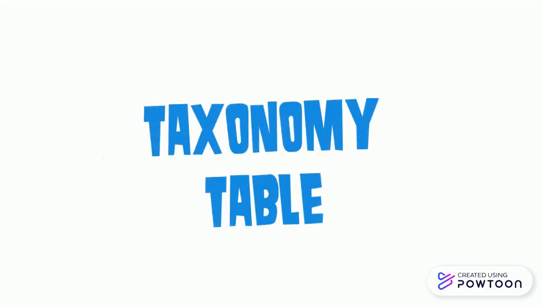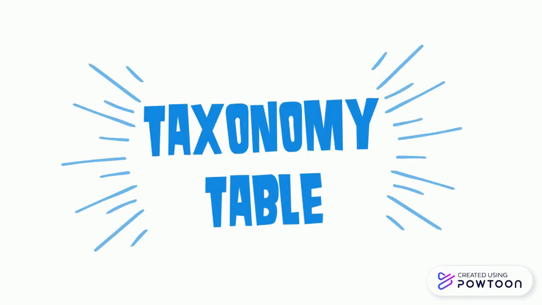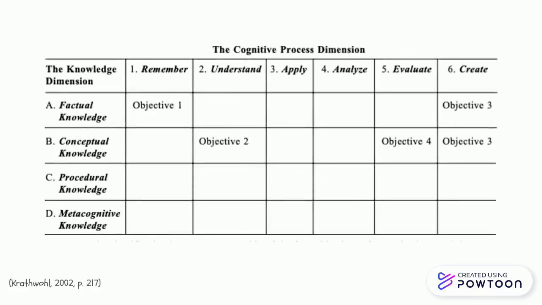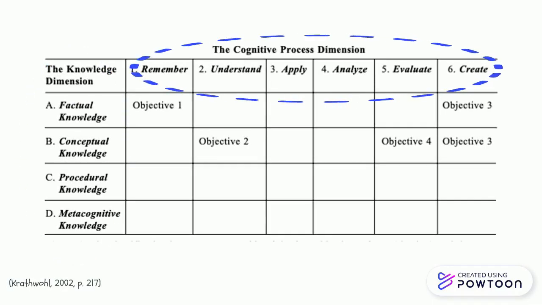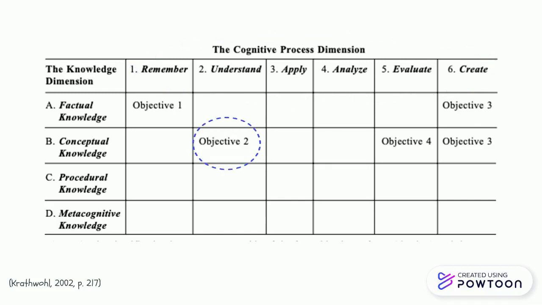We can put the knowledge and cognitive process dimension together in a taxonomy table to get a quick visual indication of the extent to which more complex kinds of knowledge and cognitive processes are involved in our teaching. So here we have the knowledge dimension in the vertical axis, and the cognitive process dimension is in the horizontal axis, and the learning objective is placed in the cell where the two meet.